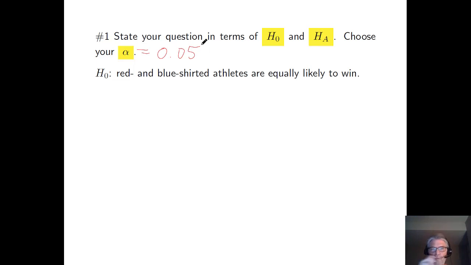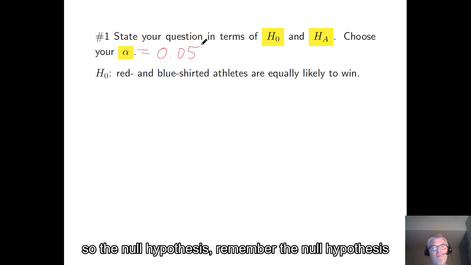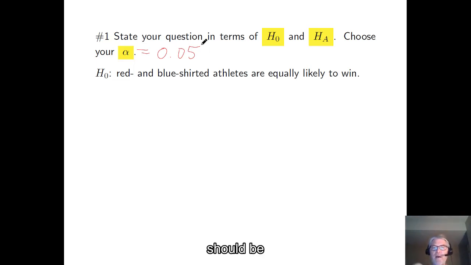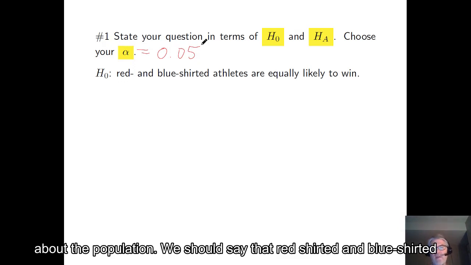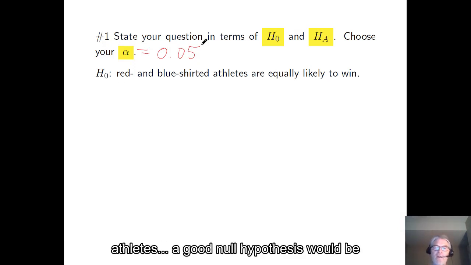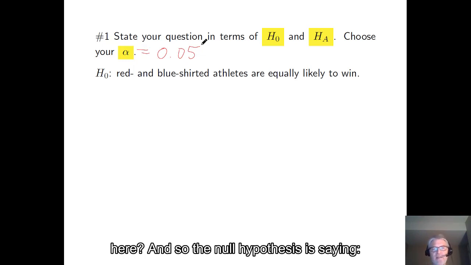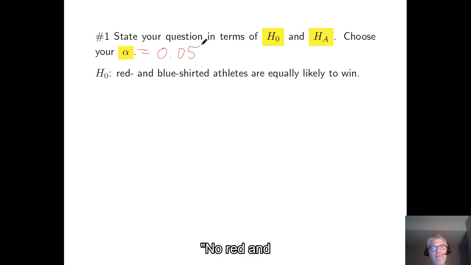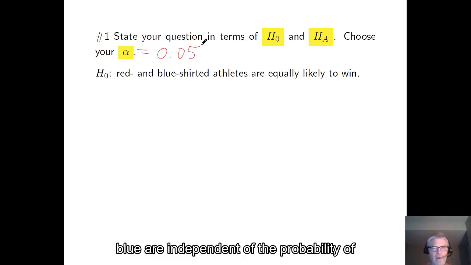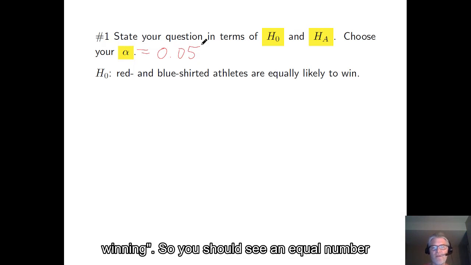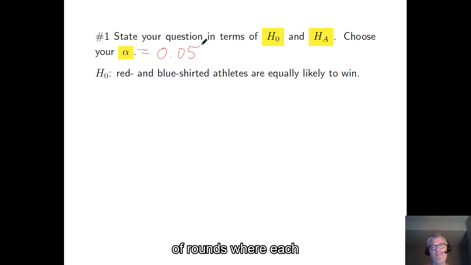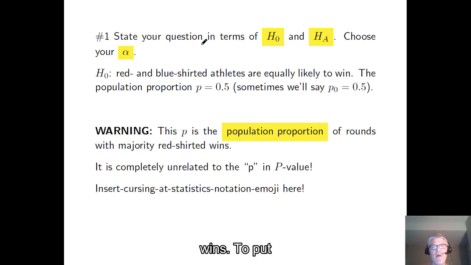Okay, so the null hypothesis, remember the null hypothesis should be about the population. We should say that red-shirted and blue-shirted athletes, a good null hypothesis would be something like they're equally likely to win. Is there anything interesting going on here? And so the null hypothesis is saying no, red and blue are independent of the probability of winning, so you should see an equal number of rounds where each wins.